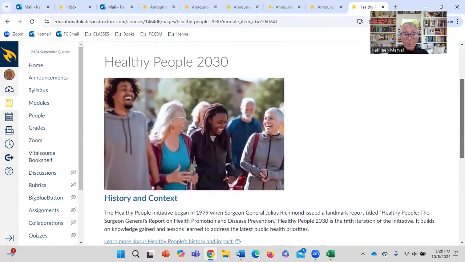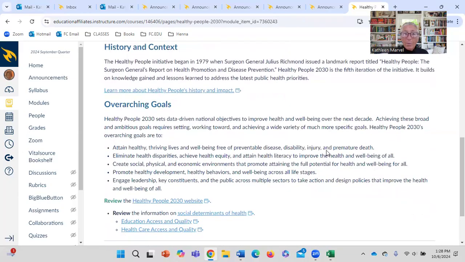What is Healthy People 2030? I want you to focus specifically on their goals. These are national objectives to improve the health and well-being over the next decade for all people. These are very broad and ambitious goals, and they work towards achieving a wide variety of more specific goals. So let's take a look at the 5 overarching goals of Healthy People 2030.